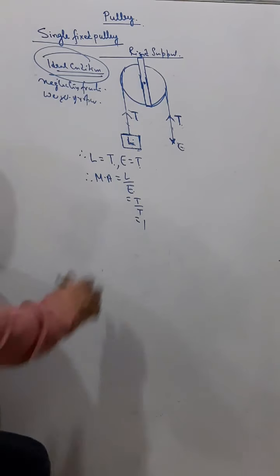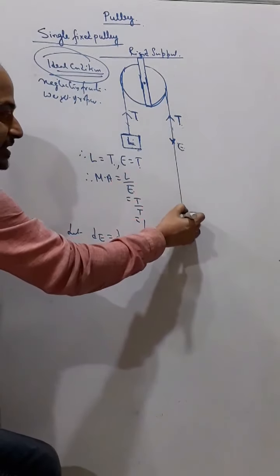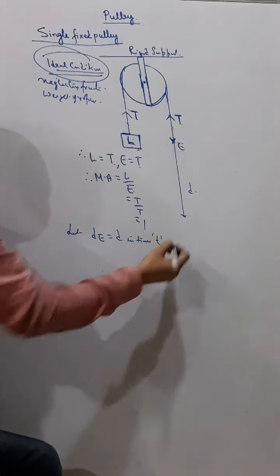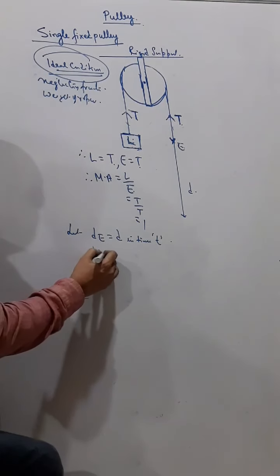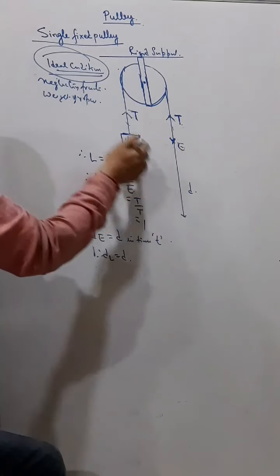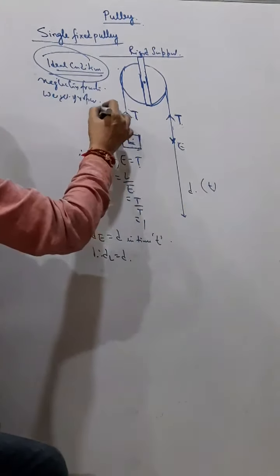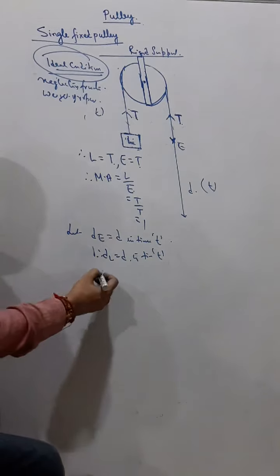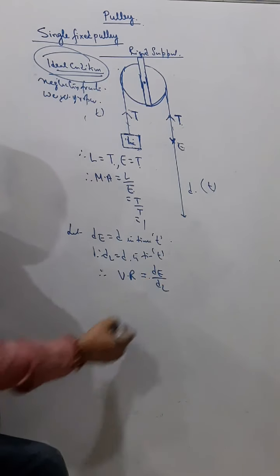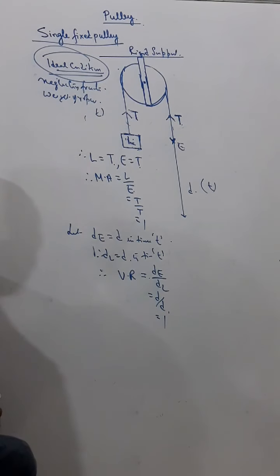Okay. Now let the displacement of the effort be equal to D. Now suppose the effort moves by D meter in time T seconds, and therefore the distance moved by the load will also be equal to D, because if the effort moves by D meter, the load also moves up by D meter, and the time taken will be the same, time T. And therefore I can say that velocity ratio, if you remember, is displacement of the effort by displacement of the load, and that will be equal to D by D, and we are getting velocity ratio as 1. Okay.